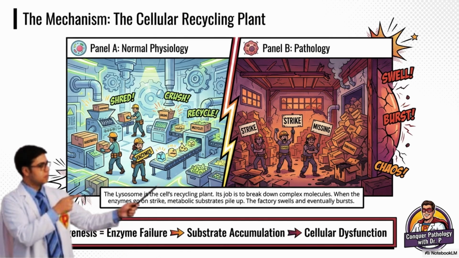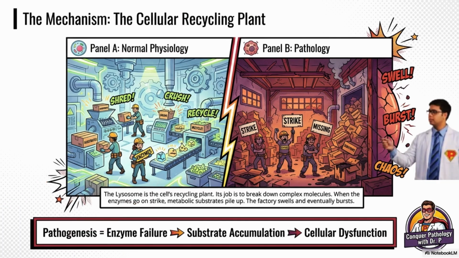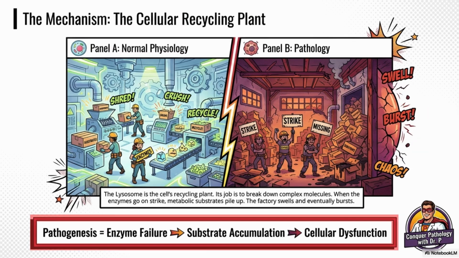Panel A, normal physiology. In a healthy cell, enzymes act like workers. They take complex molecules or substrates, shred them, crush them, and recycle them. Panel B, the pathology. Now look at what happens in disease. The enzymes go on strike. They are missing or defective. The result is the trash or metabolic substrates piles up inside the lysosome. The consequence is the factory swells and eventually bursts. So the pathogenesis equation is simple. Enzyme failure leads to substrate accumulation, causing cellular dysfunction.